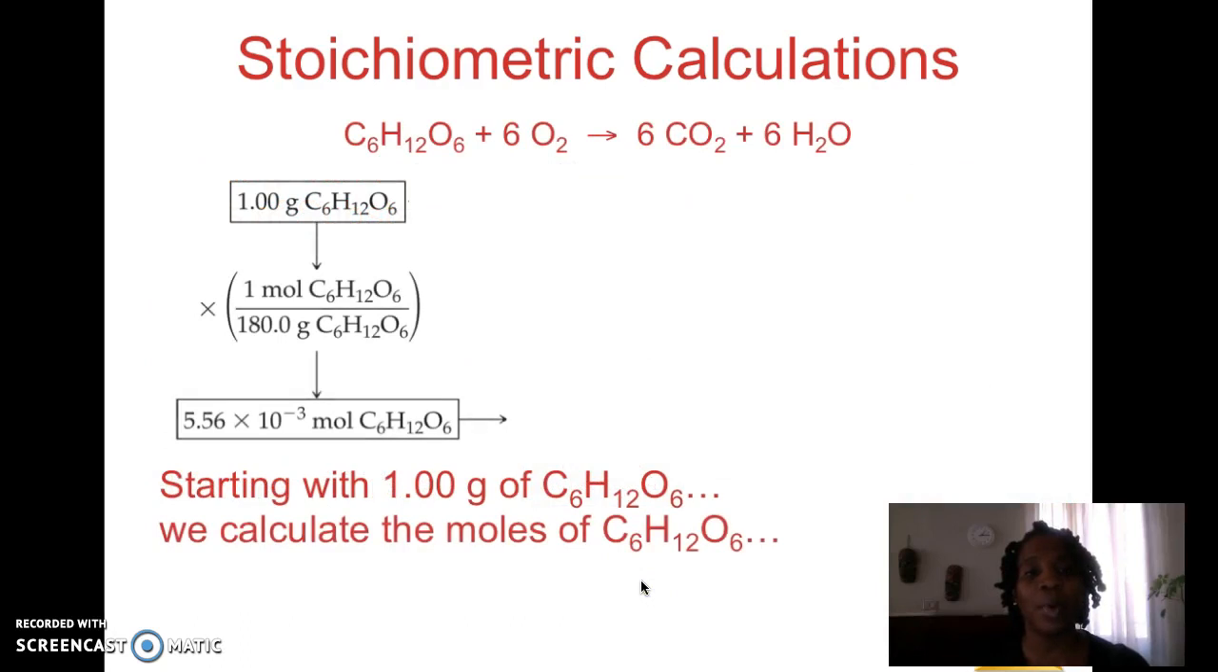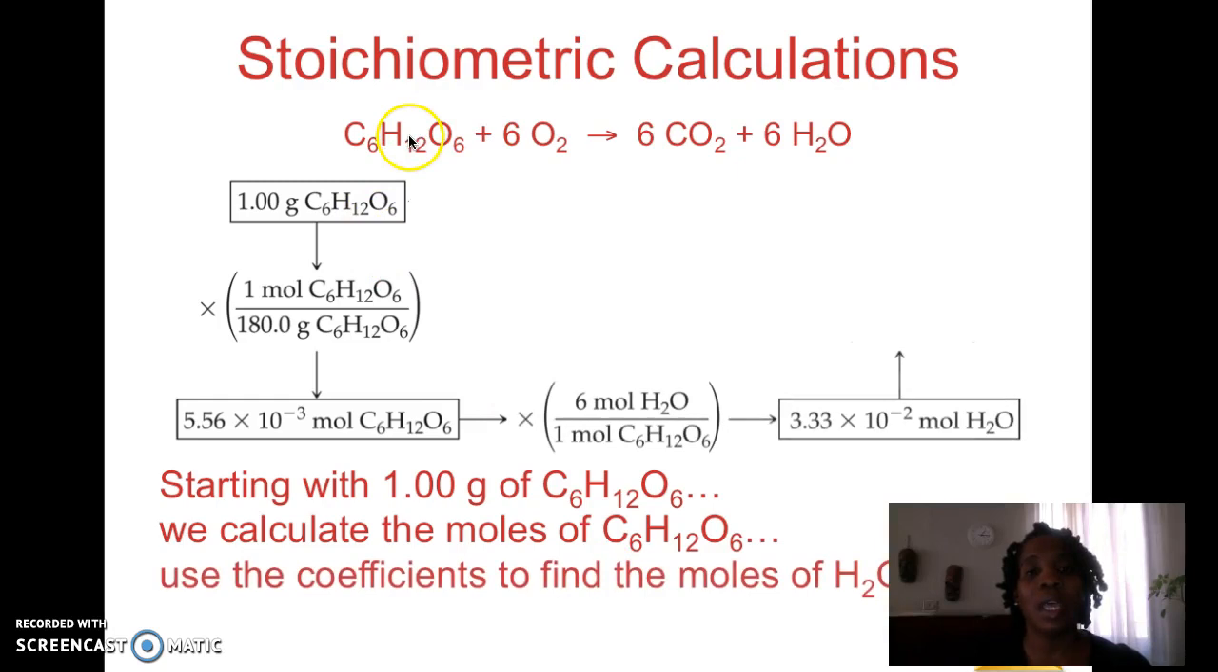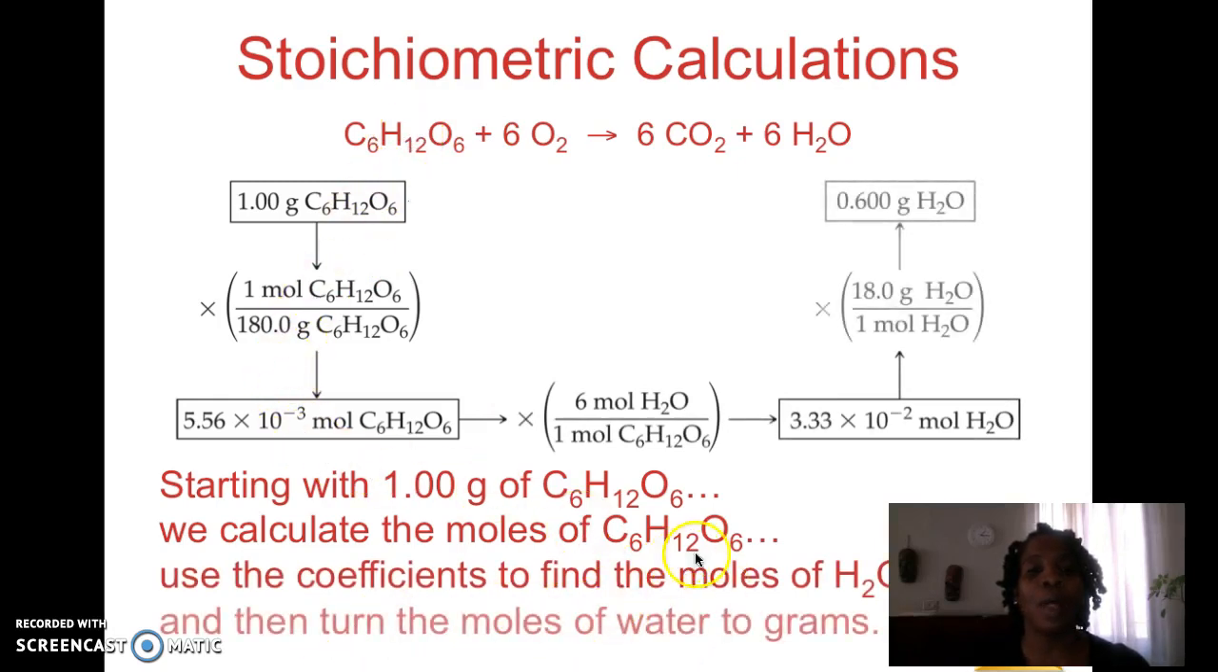So for example, if you started with 1 gram of glucose and you wanted to know the number of grams of water that would be produced, you would calculate from the mass the moles, and then from the coefficients, calculate the moles of water, and then use the molar mass of water to determine the mass of water.